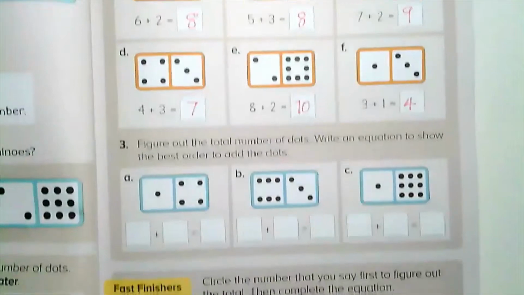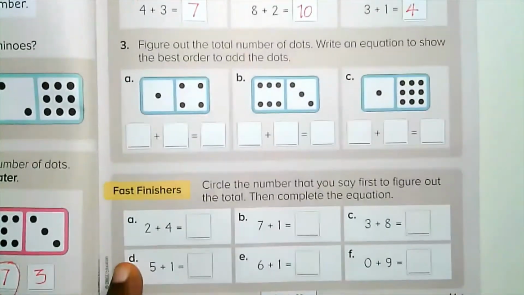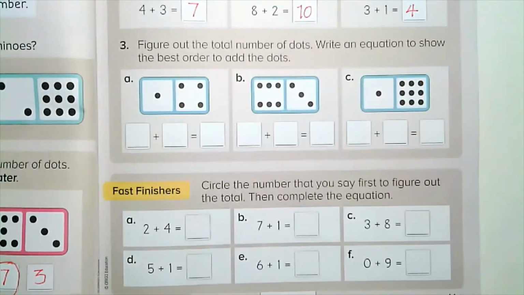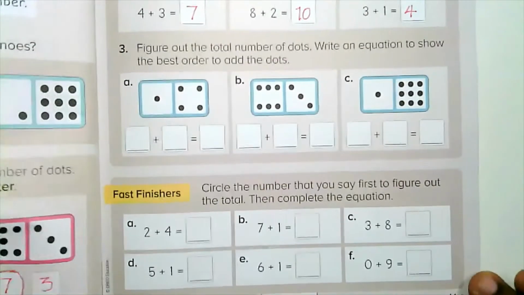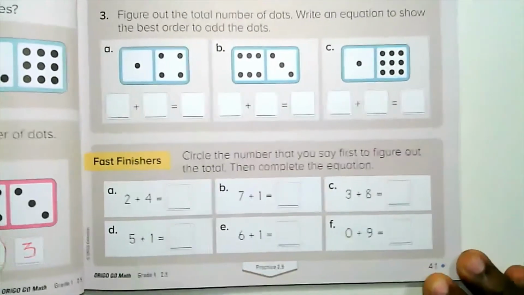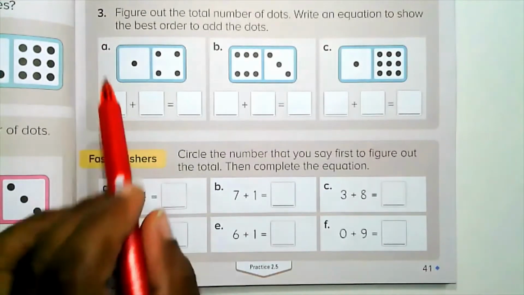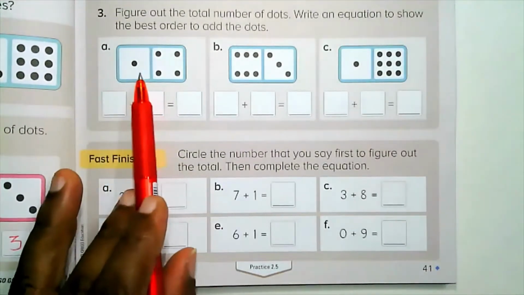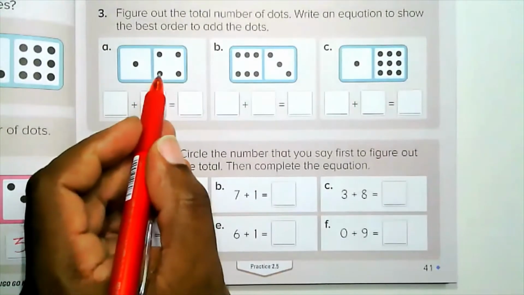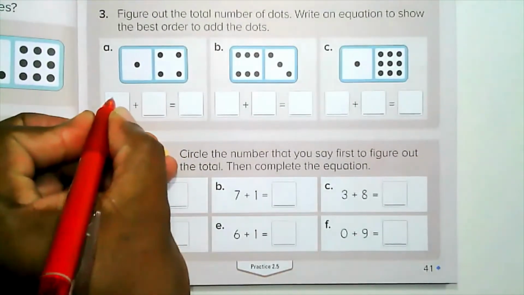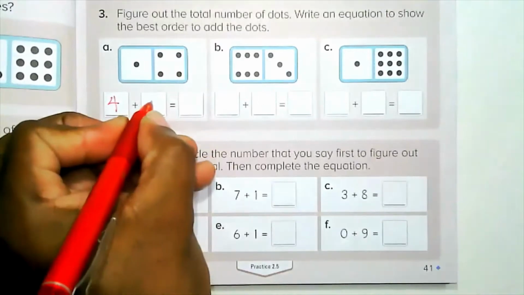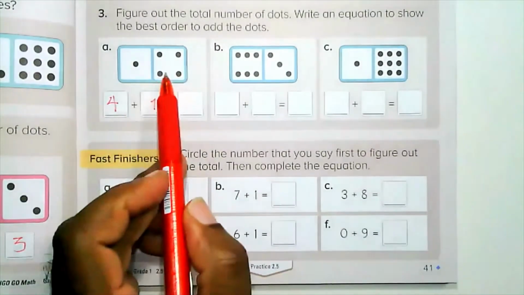Number 3. Figure out the total number of dots. Write an equation to show the best order to add the dots. So for 3A, we write the bigger number, which is 4, and the smaller number, 1. So 4, 5.